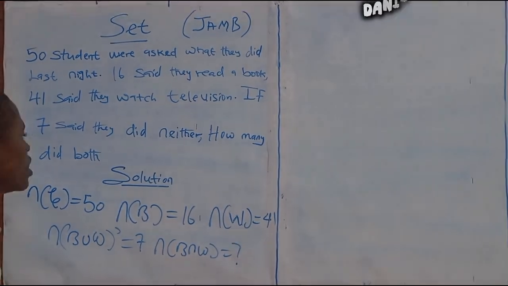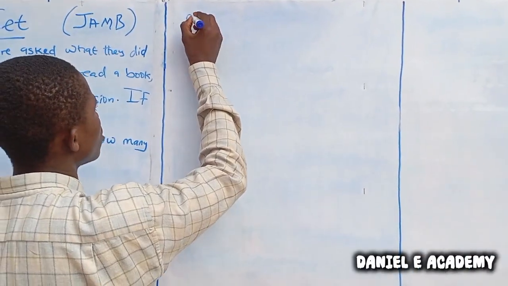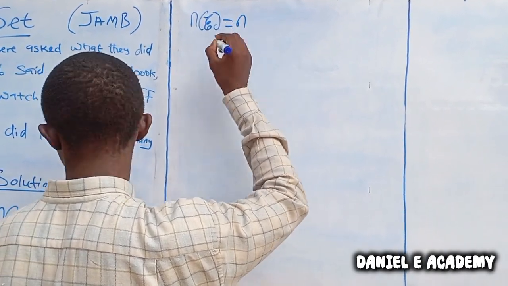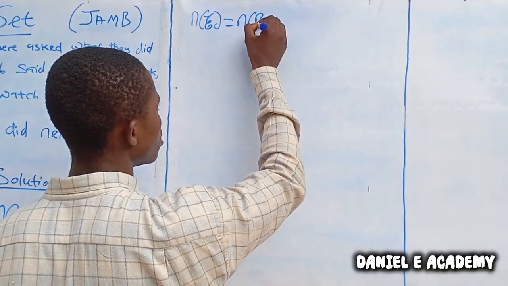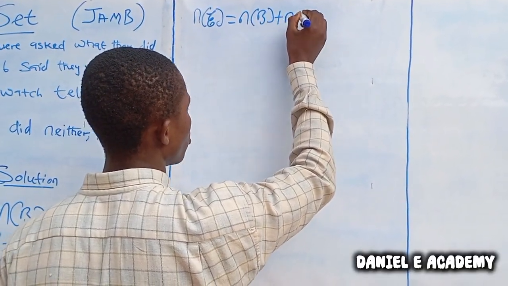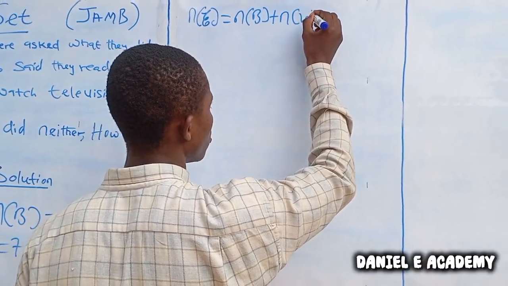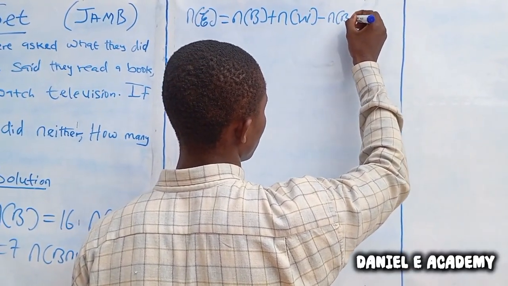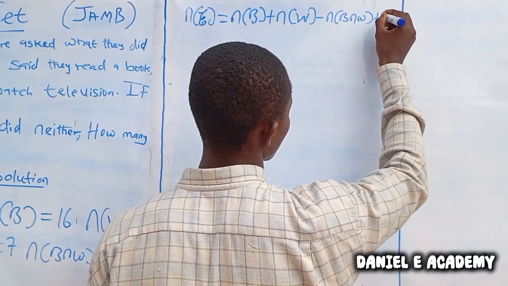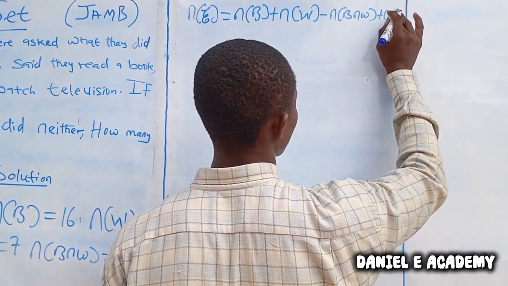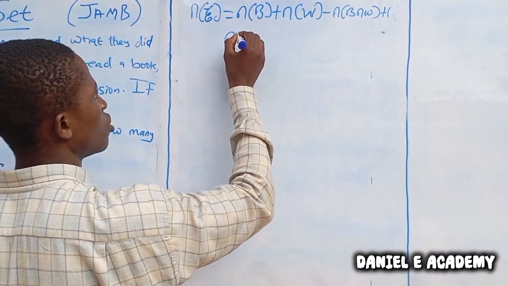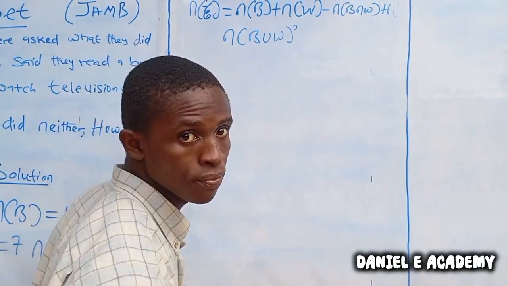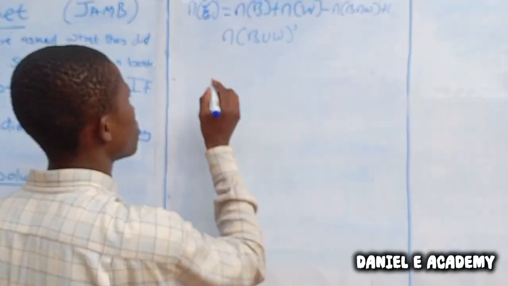Since it's "how many", we'll be using the formula, which is the number of the universal set equals the number of B plus the number of W minus the number of B intersection W plus the number of (B union W) prime.